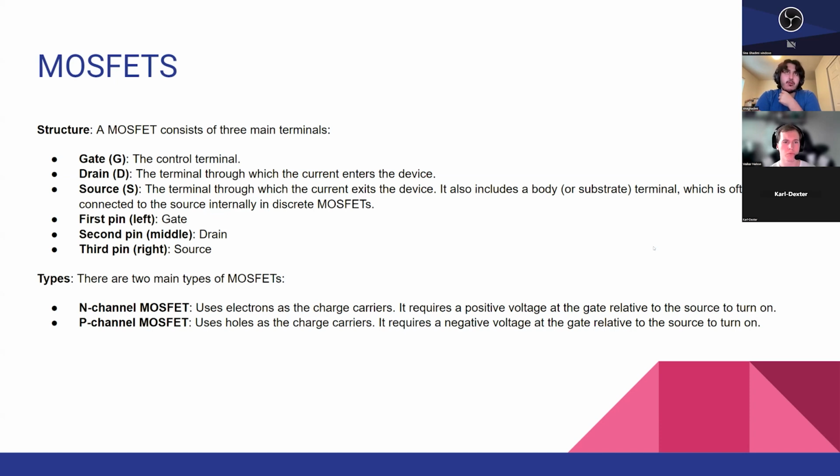Does anybody know why people use MOSFETs? Any idea? To control, for example, a LiDAR, maybe a laser or something. Yeah, logic is good. That one too. So does anybody know the difference between a MOSFET and a BJT or IGBT?